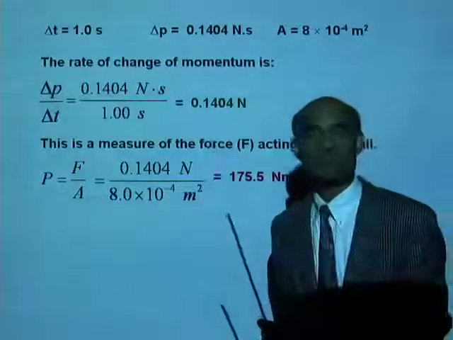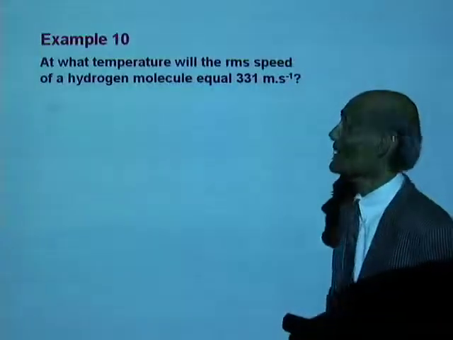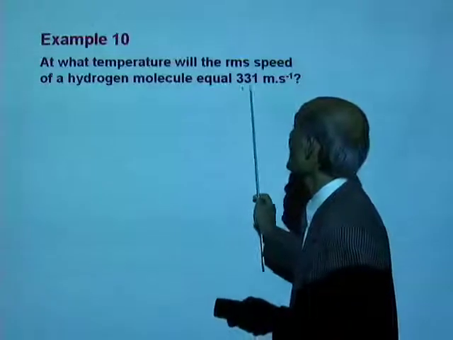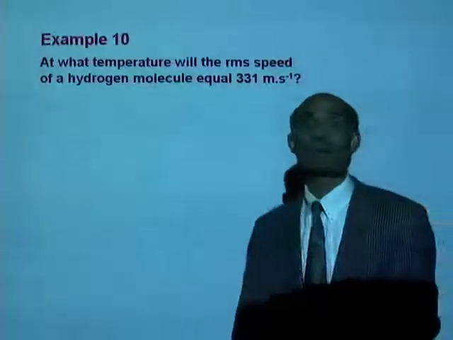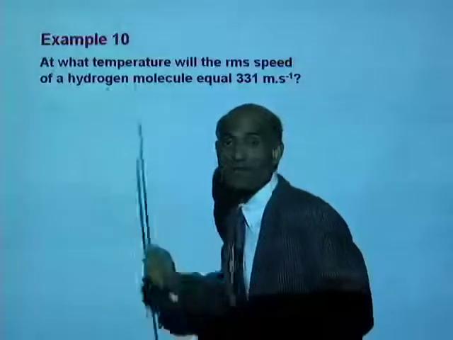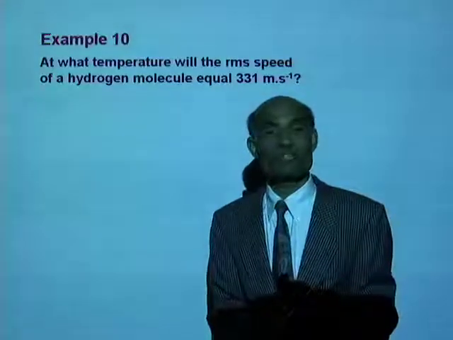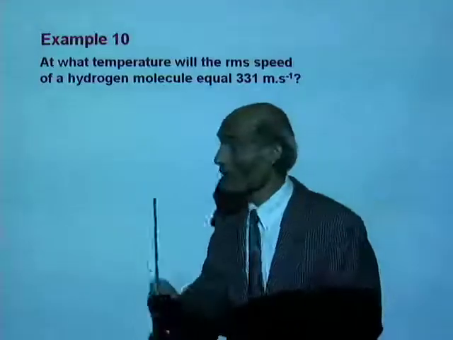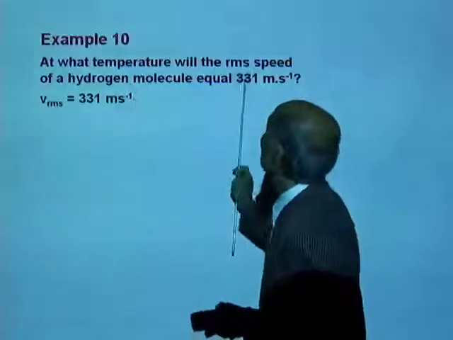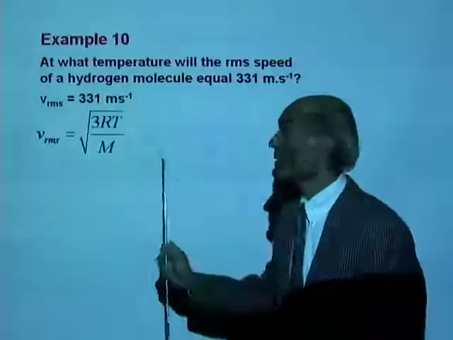Okay, now these problems are representative problems and you must be familiar with doing this. Let's do another problem. At what temperature will the RMS speed of a hydrogen molecule equal 331 meters per second? Well, the information you have: hydrogen. Now, what is the molar mass of hydrogen? You have any idea? Well, if you look at the periodic table, it will give you that value. The RMS speed given to us is 331 meters per second. We need to find the temperature.